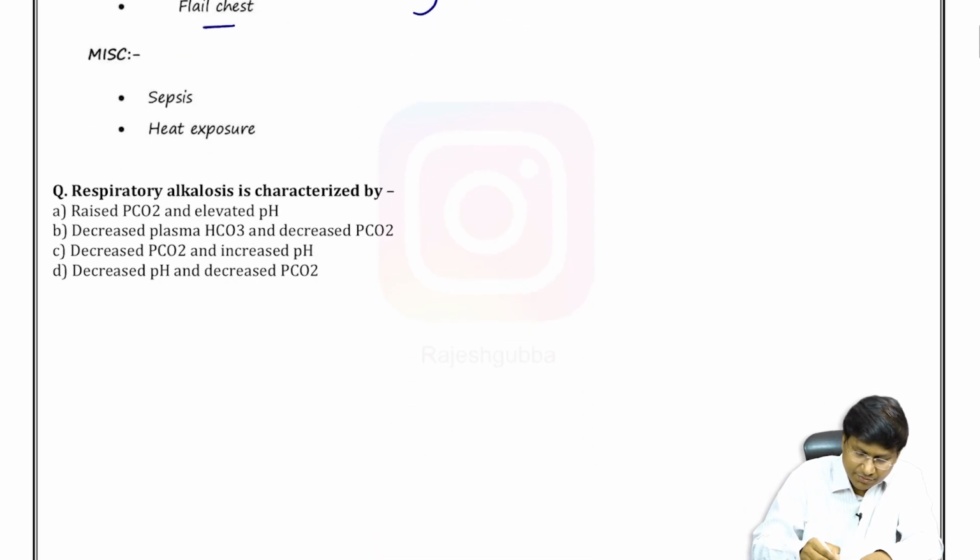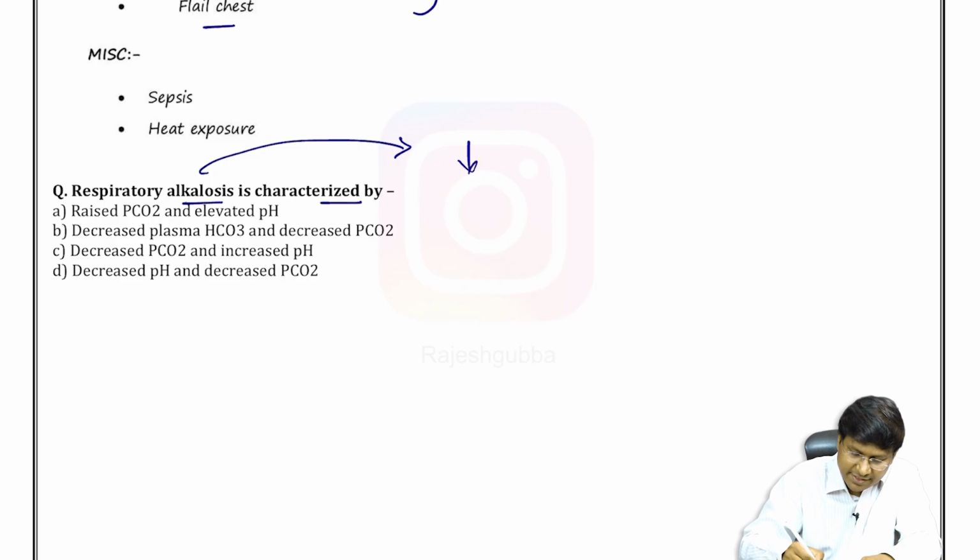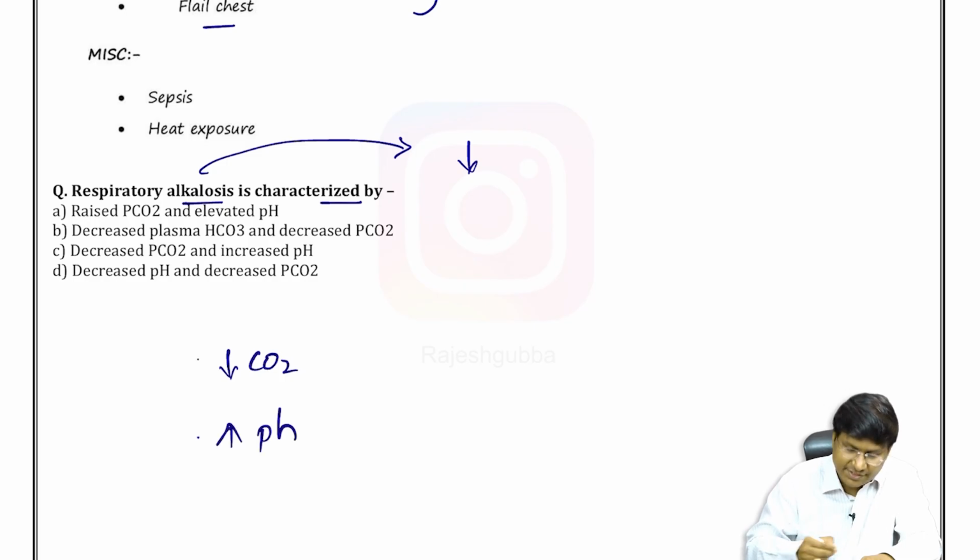So if you see this question now, respiratory alkalosis, what should be the carbon dioxide? There should be a decrease in carbon dioxide, and once there is a decrease in carbon dioxide, that is called respiratory alkalosis. What should happen to the pH? There should be an increase in the pH.